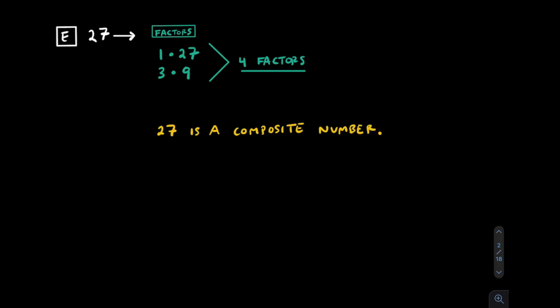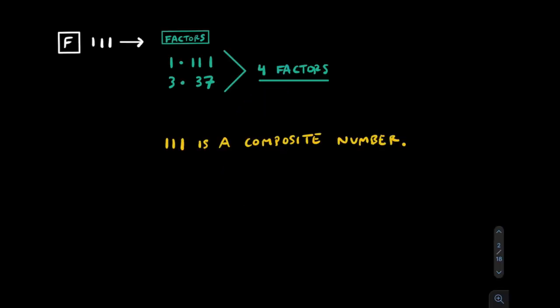At this point, I'd like you to try and prove to me whether 27 is prime or composite. Make a complete list of factors and decide whether it's prime or composite. It turns out 27 is a composite number. It has 4 factors. Pause the video again and try to list the factors of 111.